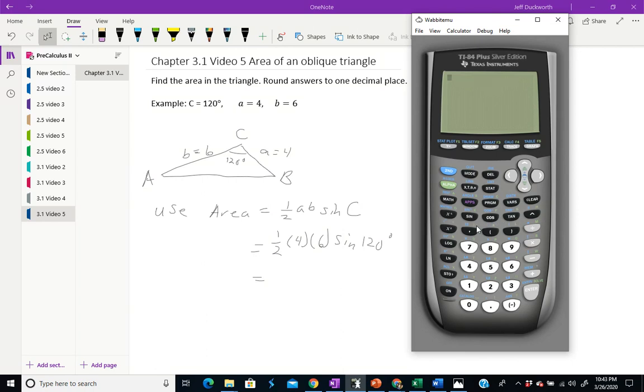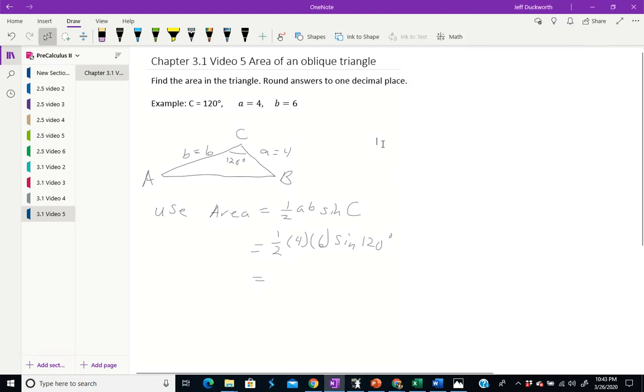All right, so I'm going to take that sine first. Again, remembering that you have to have it in degrees, not in radians. All right, so then we have 4 times 6 is 24 divided by 2, so we're multiplying by 12. So our answer should be 10.4 when we round. And there's no units, so we are done.